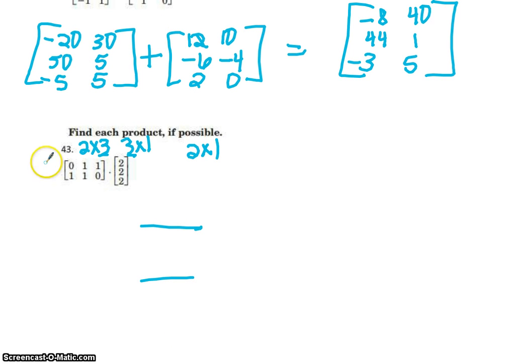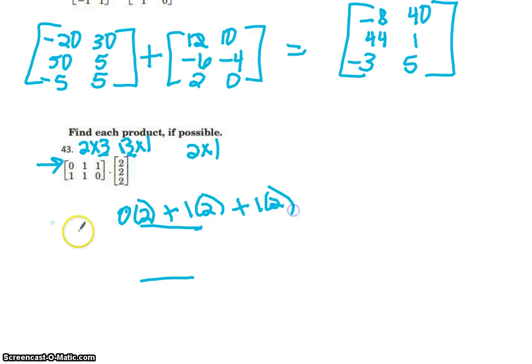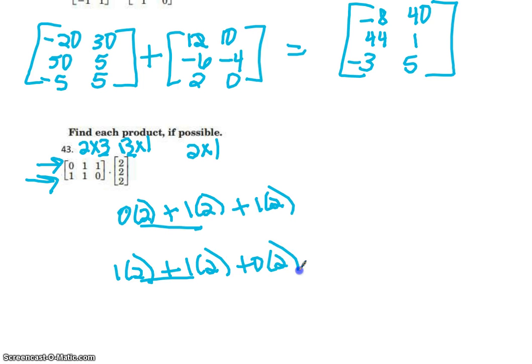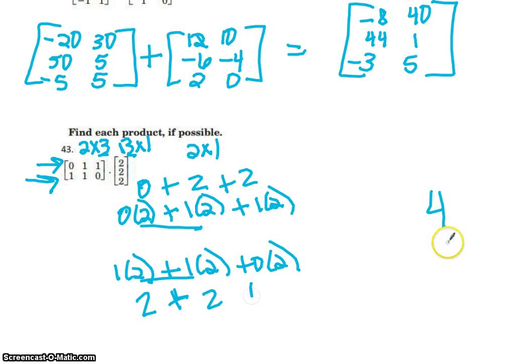So I'm going to take row 1 times column 1. So this is going to be 0 times 2 plus 1 times 2 plus 1 times 2. And then I'm going to take row 2 times column 1. So it's 1 times 2 plus 1 times 2 plus 0 times 2. So 0 times 2 is 0, plus 1 times 2 is 2, plus 1 times 2 is 2. So I have 4. 1 times 2 is 2, plus 1 times 2 is 2, plus 0 times 2 is 0, and 4. And so this is my answer.